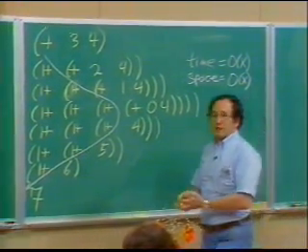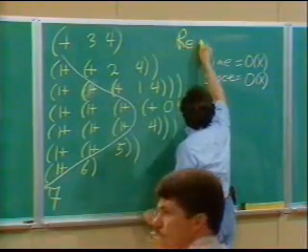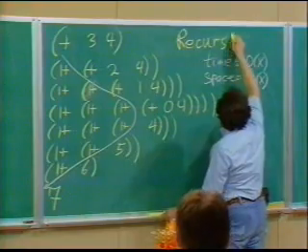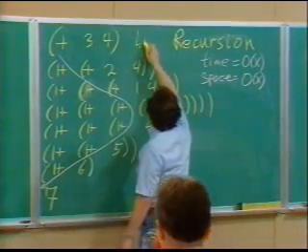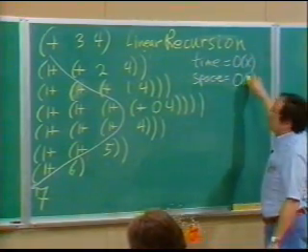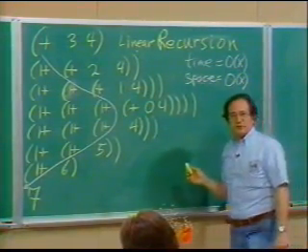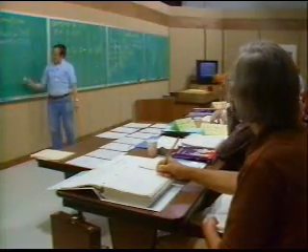Okay? And this kind of process, the name for this kind of process, is a recursion. A linear recursion, I will call it, because of the fact that it's proportional to the input argument in both time and space. This could have been a linear iteration.